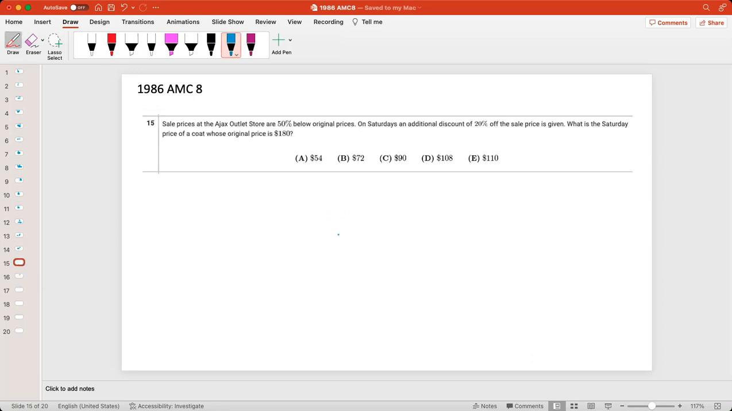Sale prices at Ajax outlet store are 50% below the original price. Okay, and they give an additional discount of 20% on Saturdays. What was the Saturday price of a coat whose original price is 180? So if the original price is 180, the normal discount will make it 90, which is for 50%. Then on Saturday, again you get a discount of 20%, which will be 18. So the sale price on Saturday is going to be 72, which is answer option B.